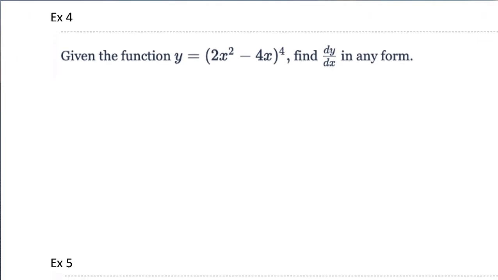Take something like this one. dy dx, remember that stands for derivative. Bring the 4 down.